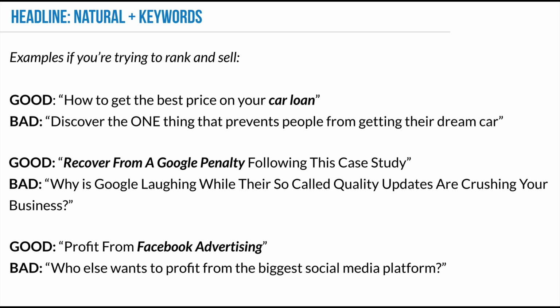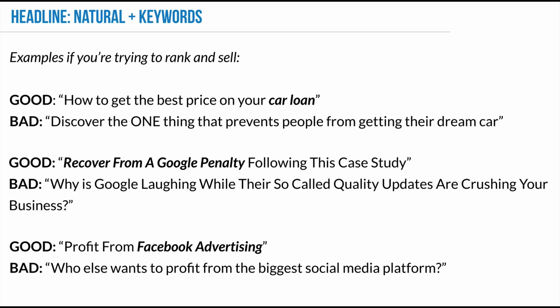So for the web, a good headline would be recover from a Google penalty following this case study. And a bad headline for the web would be why is Google laughing while their so-called quality updates are crushing your business. The bad one is good for conversions, but it's not good for the hybrid model that we're going for. So if you want to rank and also convert, you want to take the good ones where it has a keyword inside, and it's not the best in terms of conversion, but it is good enough, and it just tells the user they're at the right place. Same thing at the bottom.